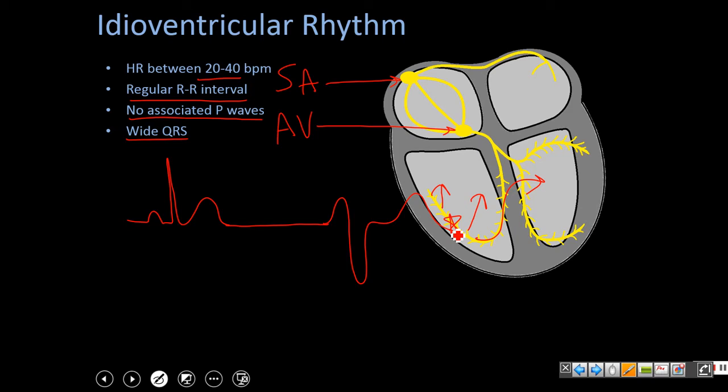And if the SA node and the AV node didn't pace the heart for an extended period of time, you would expect the patient hopefully would be in idioventricular rhythm, which would just be slow and wide and bizarre.